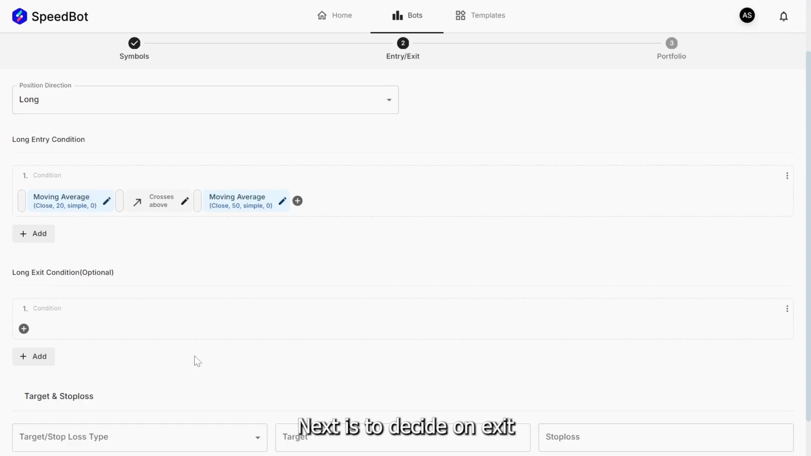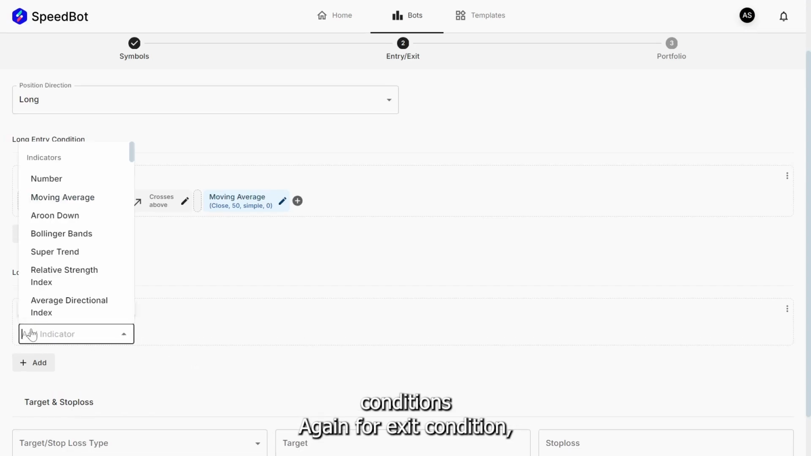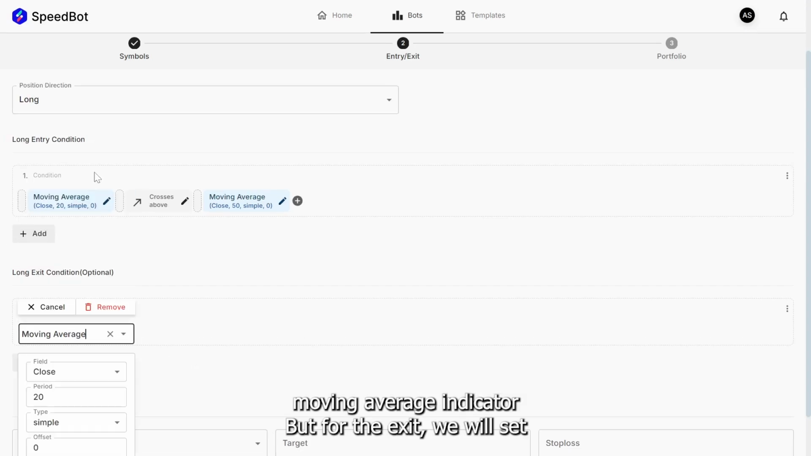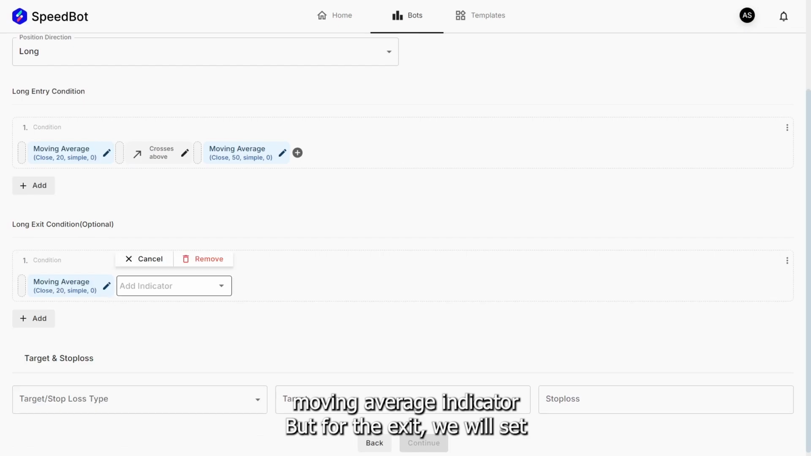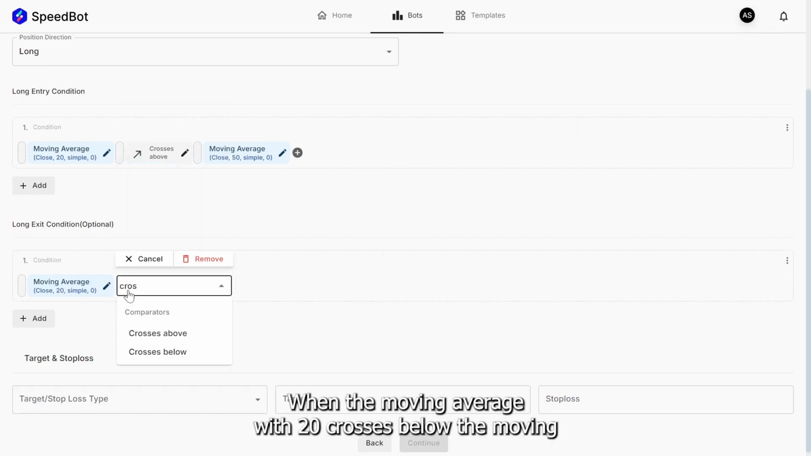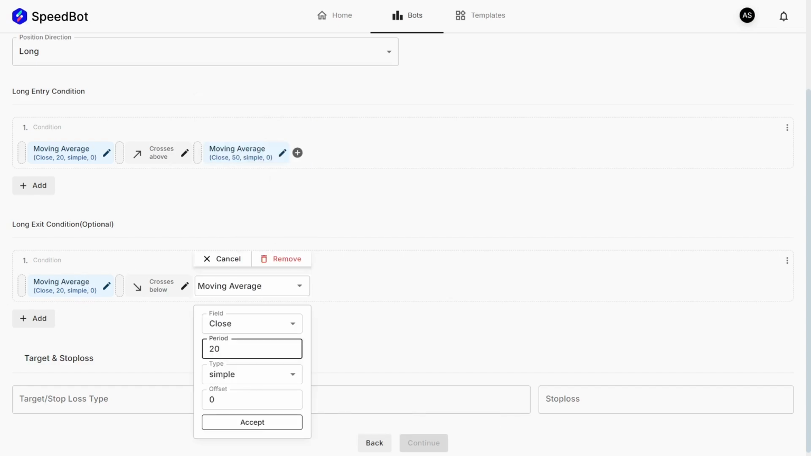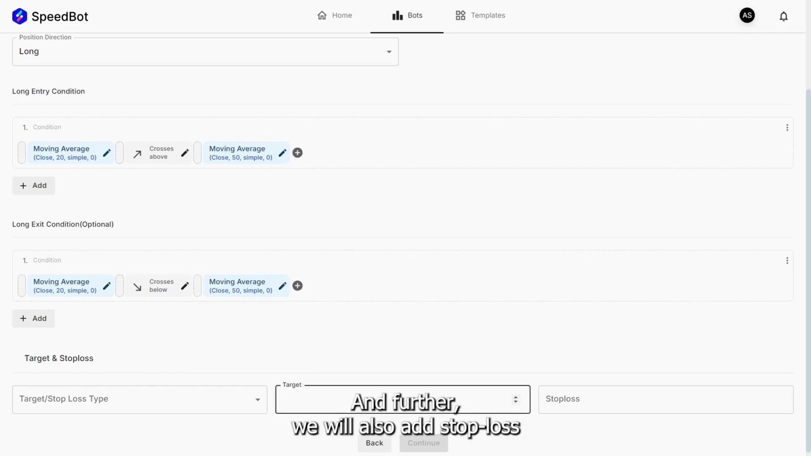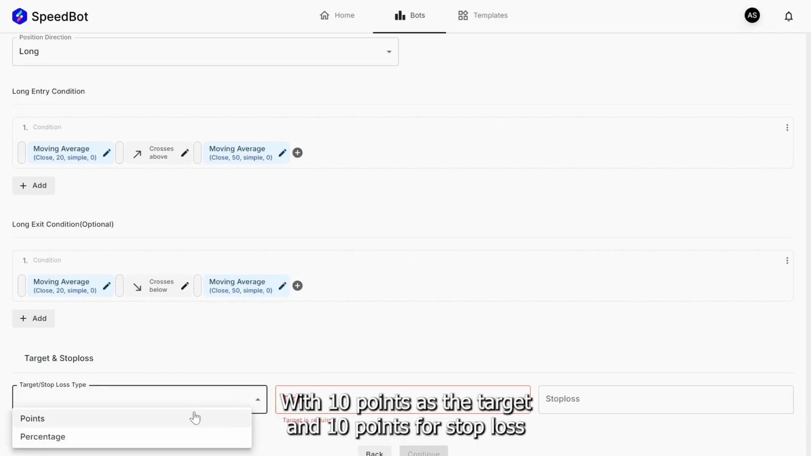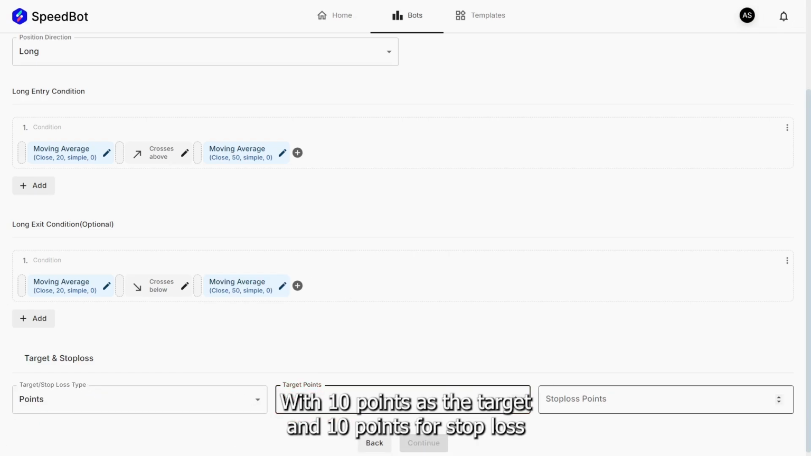Next is to decide on exit conditions. Again, for the exit condition, we will use the moving average indicator. But for the exit, we will set that when the moving average of 20 crosses below the moving average of 50, we will take the exit. And further, we will also add a stop loss, with 10 points as the target and 10 points for stop loss.